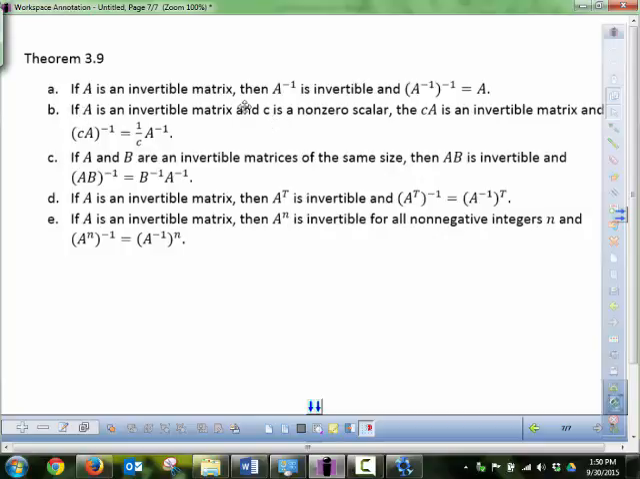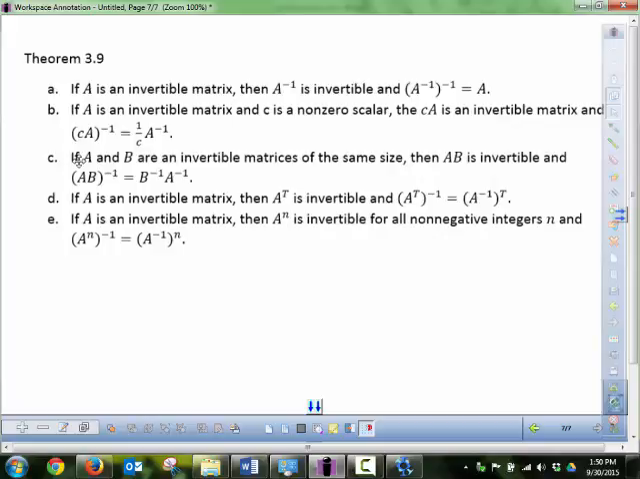If you have a scalar multiple of a matrix, then the inverse of that is the inverse of the matrix times the inverse of the scalar. Now, the scalar is a real number. When we're talking about the inverse of a real number, remember that's just the reciprocal, just like 1 over c.